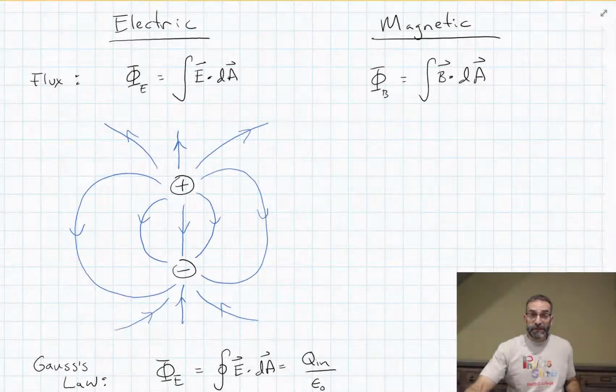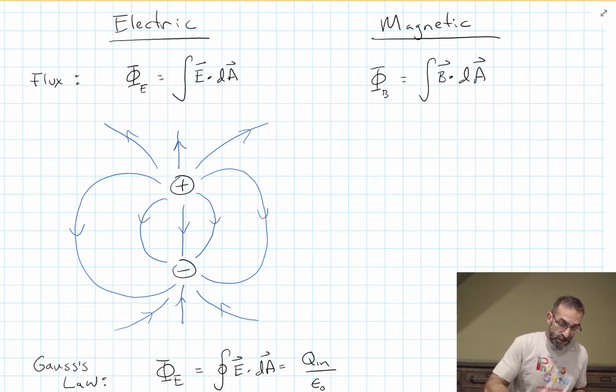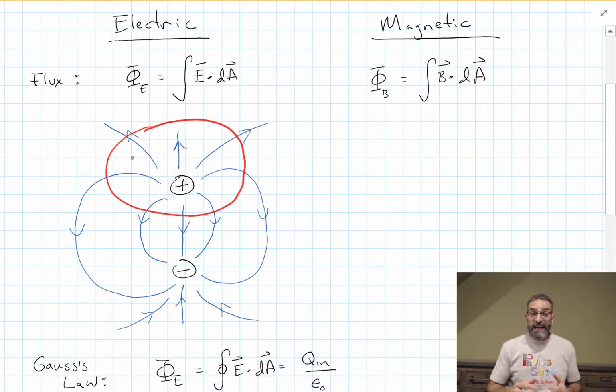Gauss's law followed from the fact that electric fields originate on positive charges and terminate on negative charges, so I can draw some kind of surface here where I have a net flux into or out of that surface. And the flux then would be proportional to the amount of charge enclosed. That's Gauss's law. The flux is proportional to the charge inside of our Gaussian surface.